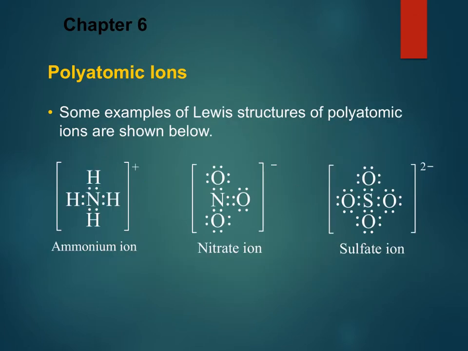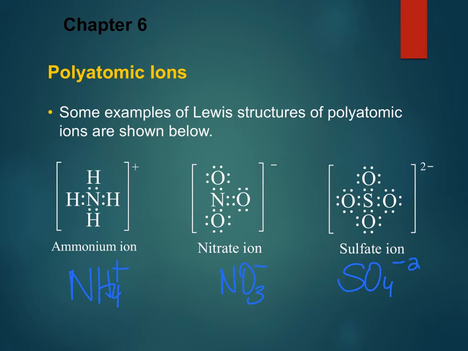Here are some examples of Lewis structures for some polyatomic ions. You can see NH4 is right here, and you can see that there are 8 electrons around it. You have nitrate, which is NO3, and NO3 has a minus 1 charge. And then there's sulfate, SO4, which has a minus 2 charge.